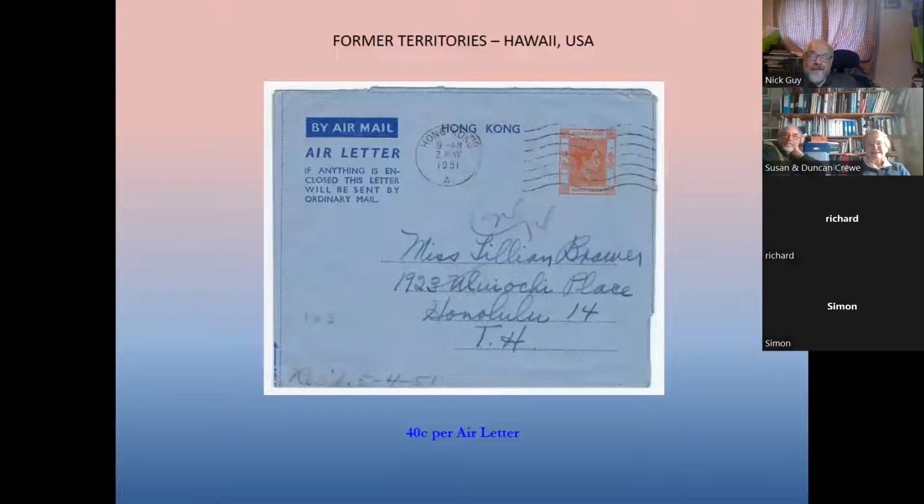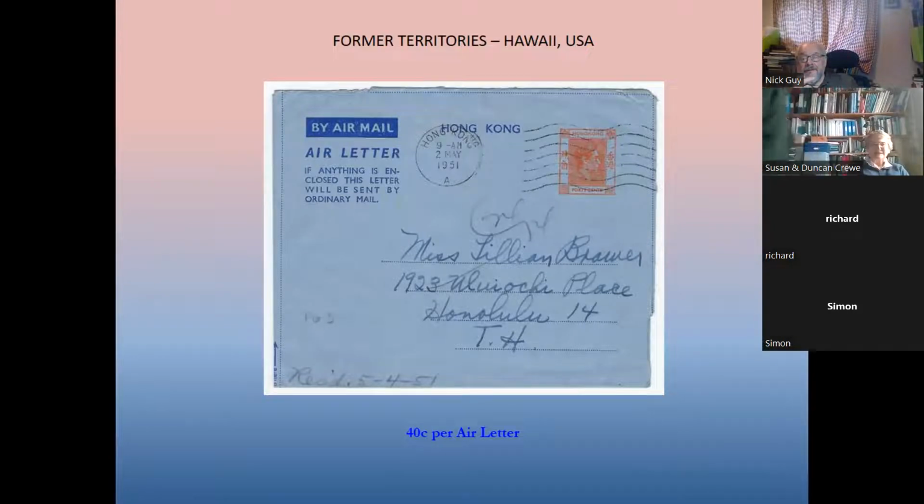Very straightforward territory, the territory of Hawaii, which is now, of course, one of the states of the United States since 1959. Hawaii had an interesting postal history. For a short time around World War II, there was a special rate to Hawaii because the transit was part of the Trans-Pacific route, and Lee Scamp postulated that there was a special Hawaii rate, and he has some covers to show evidence.